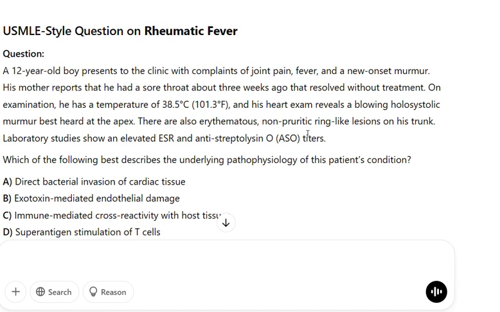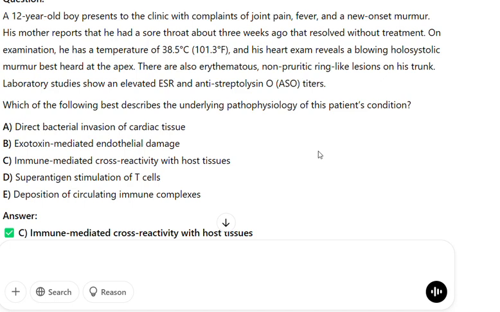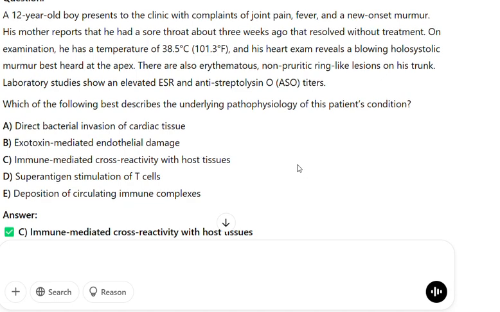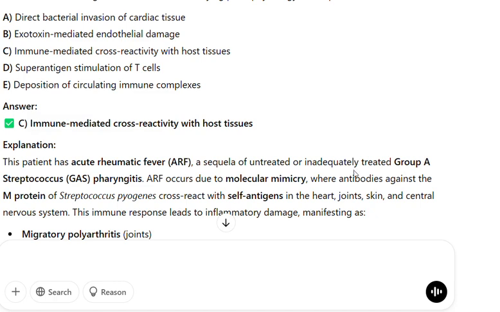Answer: C. Immune-mediated cross-reactivity with host tissues. Explanation: This patient has acute rheumatic fever, a sequela of untreated or inadequately treated Group A streptococcus (GAS) pharyngitis. ARF occurs due to molecular mimicry, where antibodies against the M protein of Streptococcus pyogenes cross-react with self-antigens in the heart, joints, skin, and central nervous system.